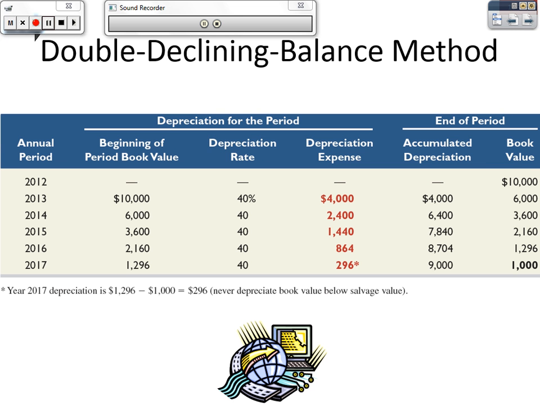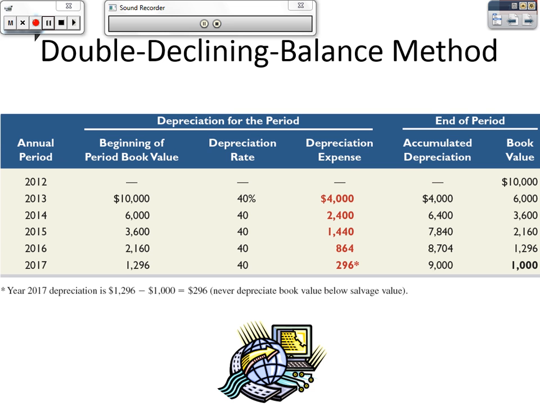Back to the salvage, right? But notice the little star. It says year 2017 depreciation is 1,296 minus that salvage, right? 296. Never depreciate book value below salvage value. That's important. So if you get to a point where your depreciation is rendering that book value lower than the salvage value amount, then you're not supposed to do it. At that point, you have to let it stay where it is.